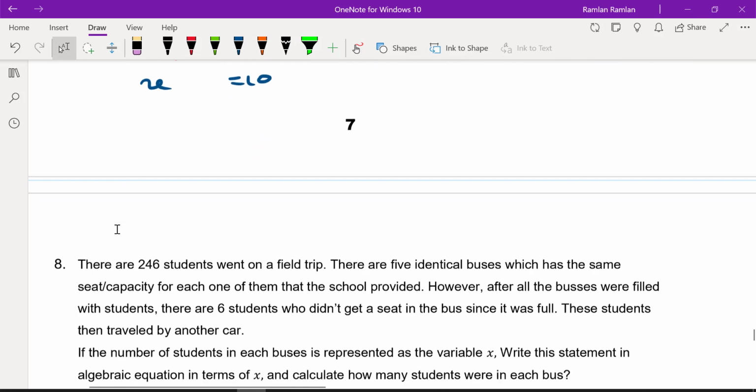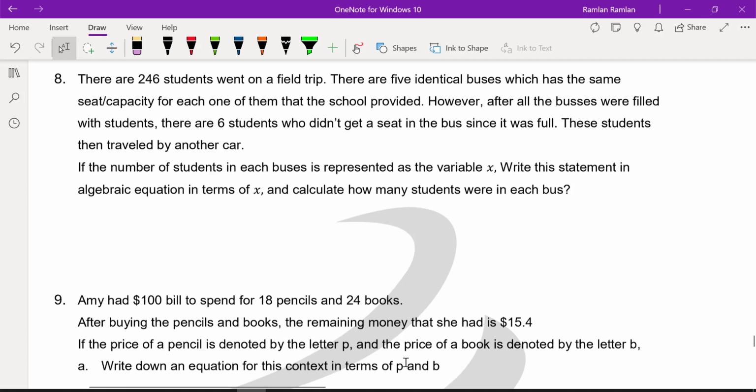Okay, number 8. There are 246 students who went on a field trip. There are 5 identical buses, which have the same seat capacity for each one of them, that the school provided. However, after all the buses were filled with students, there are 6 students who didn't get a seat in the bus since it was full. These students then traveled by another car. If the number of students in each bus is represented as a variable x, write this statement as an algebraic equation in terms of x and calculate how many students were in each bus.